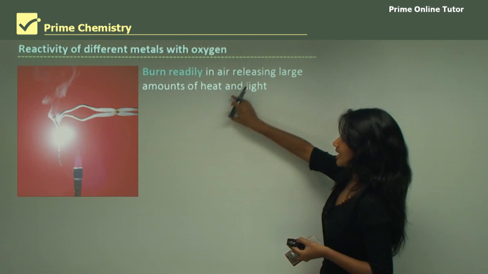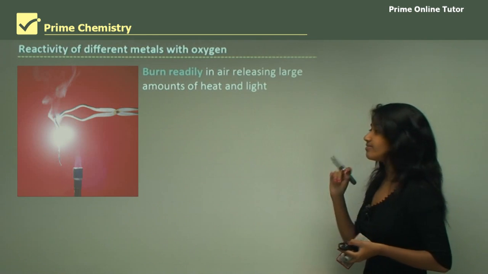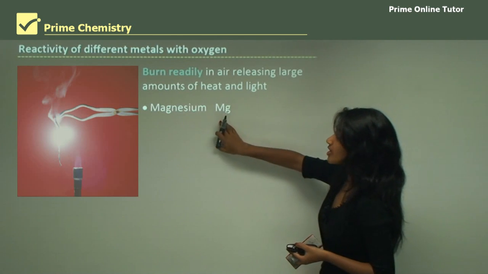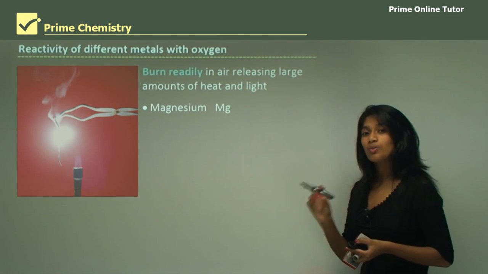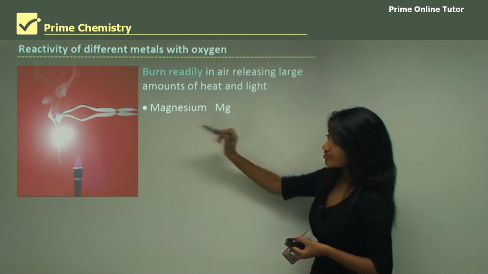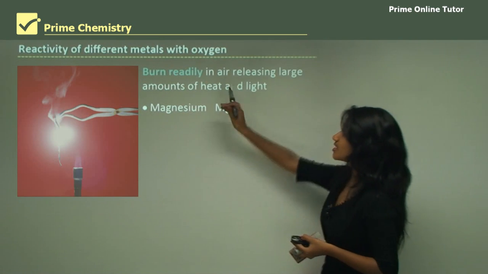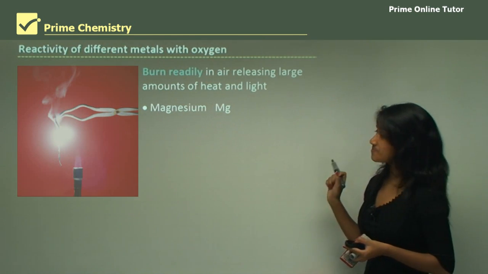Some burn readily in air, releasing large amounts of heat and light, and these are magnesium. So for example, magnesium, I think you may have done this in school where you burnt a magnesium strip. When you did this, a very bright flame like that over there was exposed, and this is the burning in the air to produce heat and light.